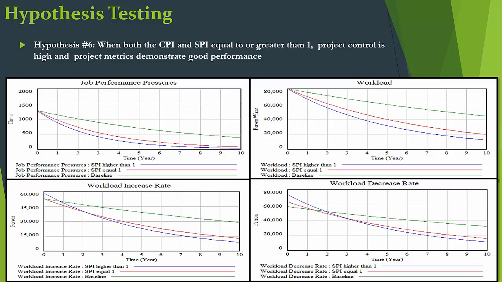The last one was with the product development project measures of CPI and SPI. You could see that different CPI and SPI values would change the performance pressures, it would change the workload, and also the rate at which we increase and decrease the workload. And these all have pretty big impacts on the technology utilization and adoption.